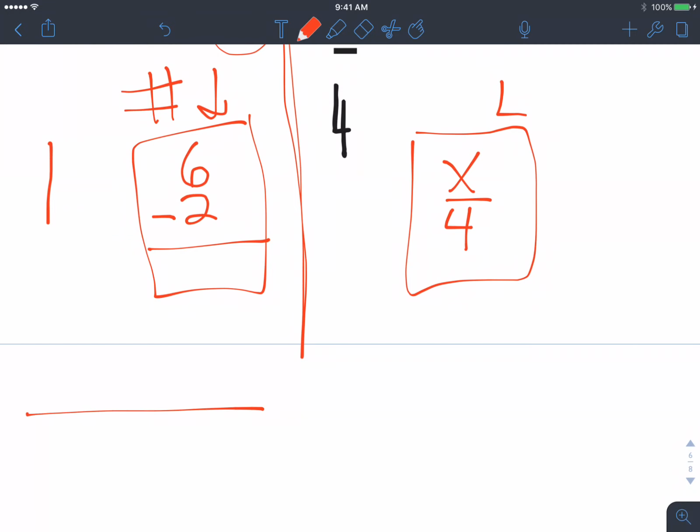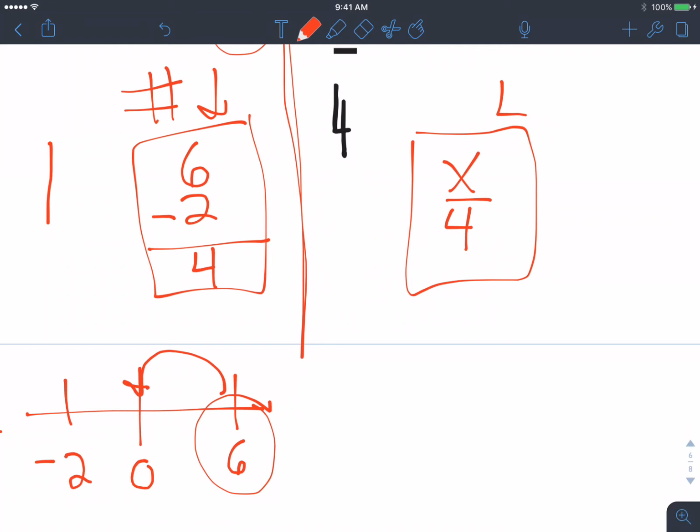Okay, now I've got to go ahead and think about my operations over here. So they're on opposite ends of the number line. So one's positive, one's negative. So I'm going to go ahead and subtract. 6 minus 2 is 4. Now, because 6 is a lot further away from 0, it's going to end up being a positive 4 in this case. Okay, now I'm ready to deal with the rest of my letter box here.